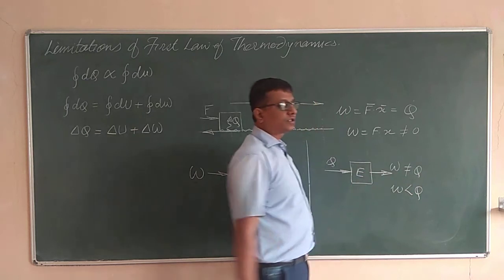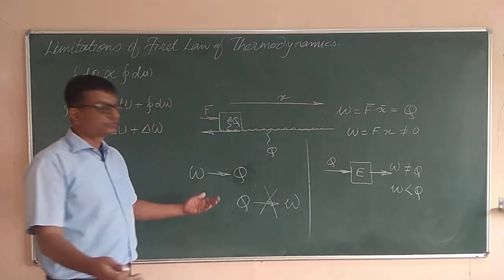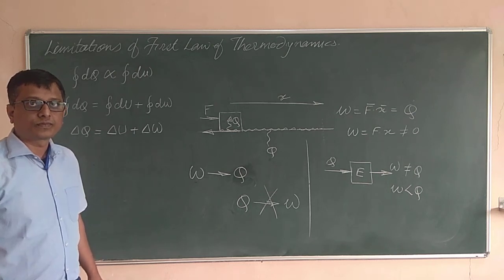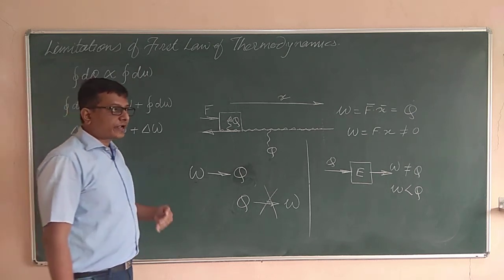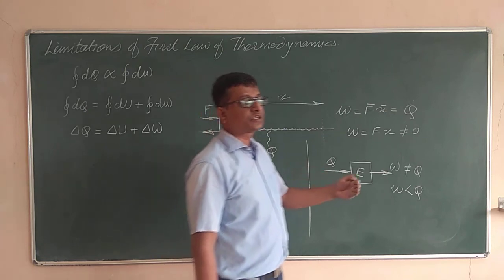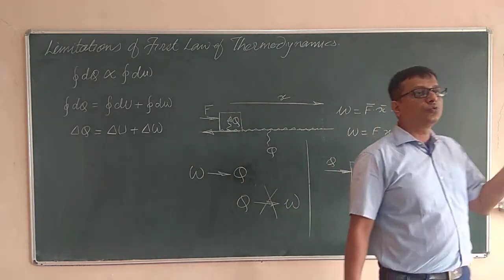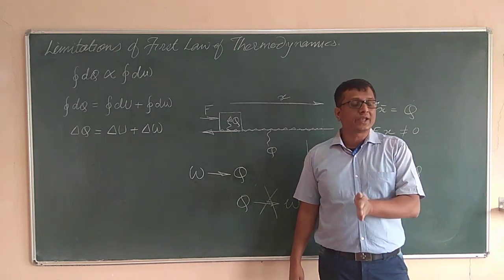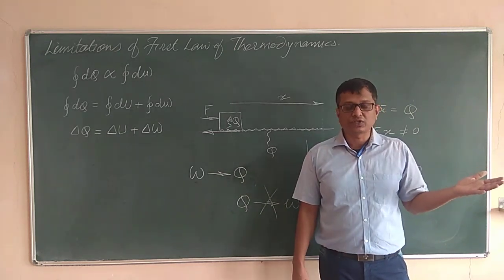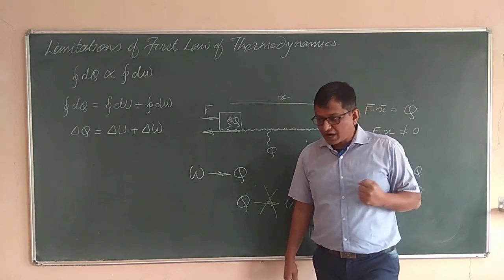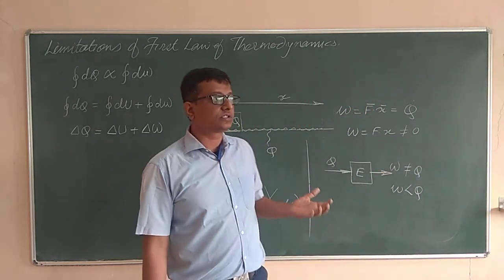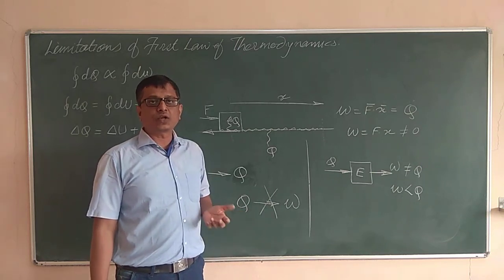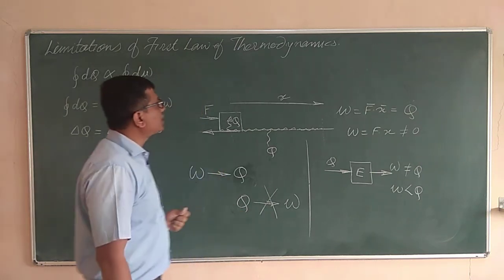So why is 100% conversion not possible? The first law of thermodynamics doesn't have the answer to this question. Work energy to heat energy conversion, 100% conversion is possible. But why can't heat energy be converted into mechanical work? The first law is unable to explain that. Apart from that, the direction of a process is also not defined by the first law of thermodynamics. So these are some of the limitations of the first law of thermodynamics.